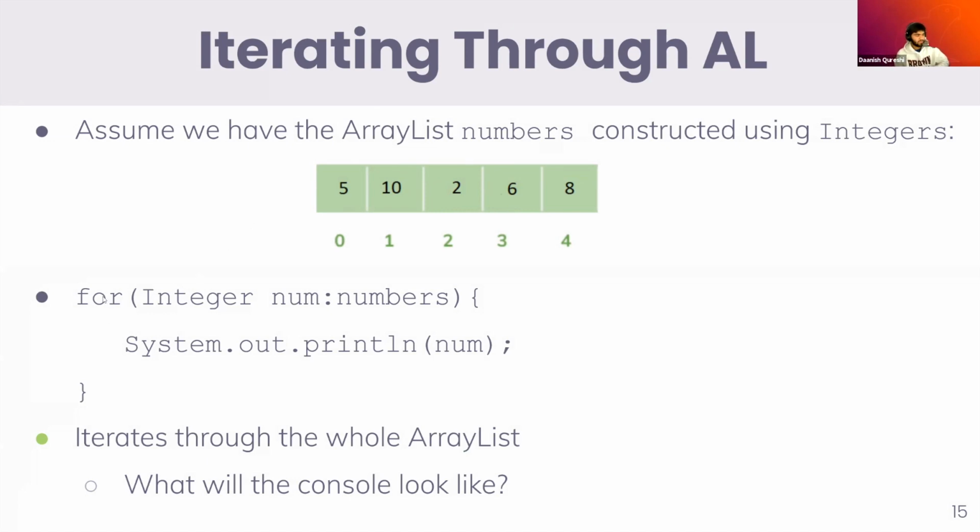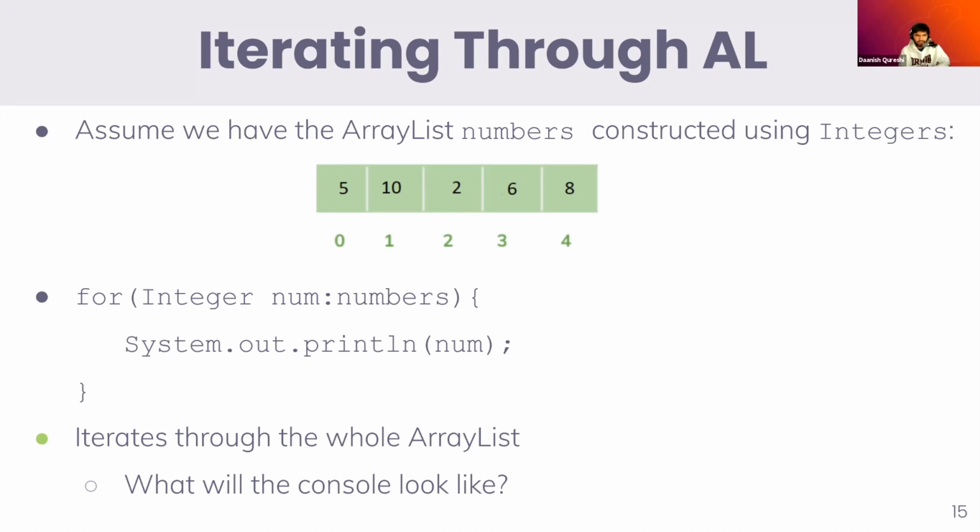If I have this for integer, remember we have our data type, num : numbers. So this gets a little bit confusing. It's not like the normal for loop where you have the for and then you have i equals 0, i less than something, i plus plus. It's not the same as that. This is going through, it's like a for-each loop. So for each integer num in the array list numbers, it's looping through every single element of this array list simply by typing integer num : numbers.